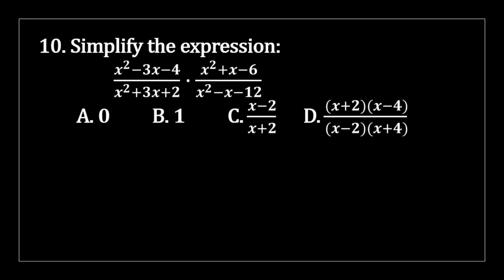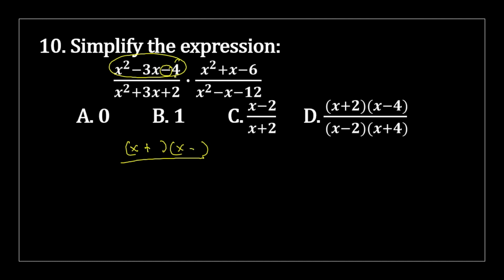Number 10, simplify the expression. It seems that the expression is somewhat complicated, but all we need to do is to factor this out first. Again, this is a quadratic trinomial. All you have to do is put two parentheses. The factor of x squared is x. Since this is negative, one sign is positive and one sign is negative.